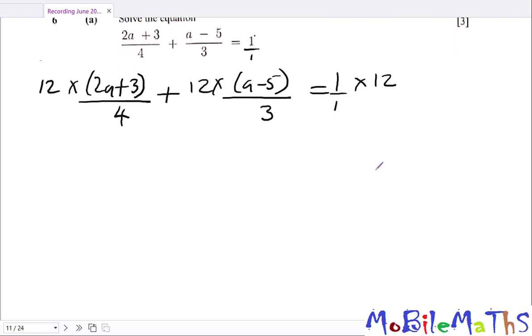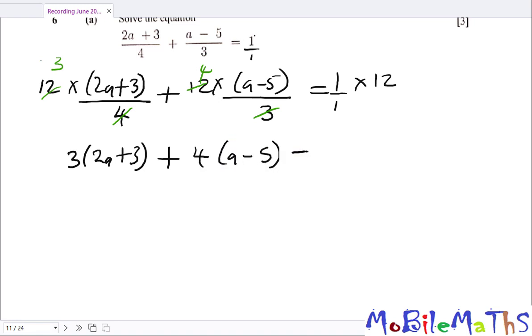This helps me so that I've simplified it nicely. 4 into 12, that's a 3. 3 into 12, that's a 4. Okay, so we can simplify now. I've got a 3 multiplying 2a plus 3 there, then plus 4 multiplying a minus 5. This is equal to 1 times 12, that's 12. So now we can remove the brackets. 3 by 2a, that's 6a, plus 9, plus 4a minus 20 there is equal to 12.